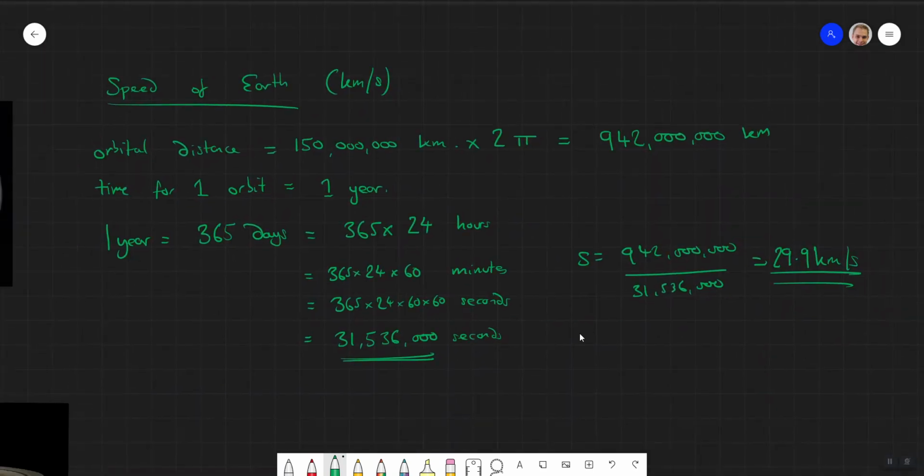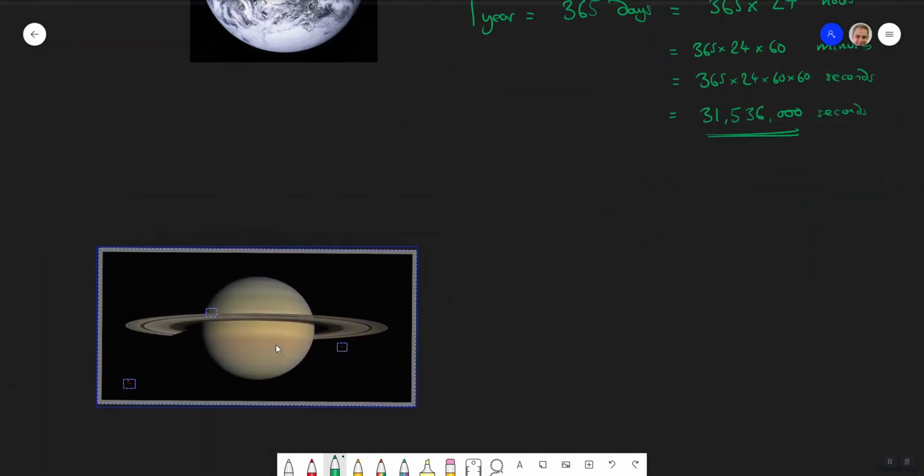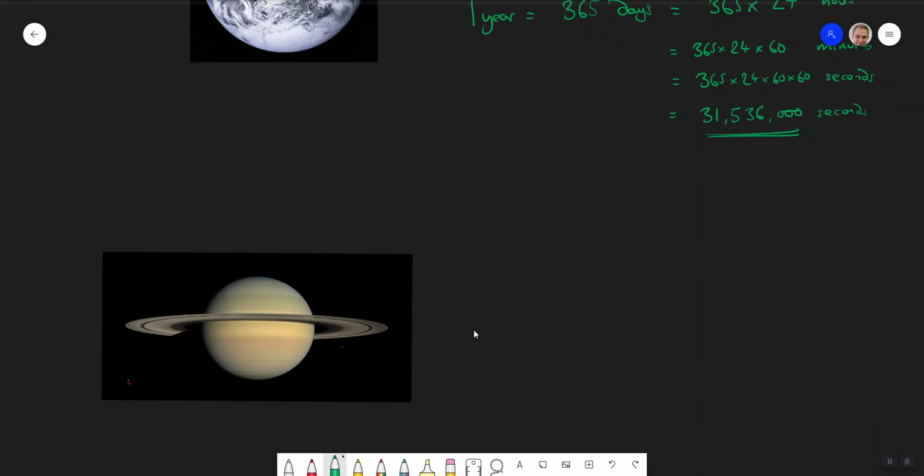So that's how you can do the speed of the Earth. Let's do a slightly different one. Let's deal with Saturn and its various moons. So let's think about I want to know the orbit time of Saturn. Okay, so they might ask you to rearrange things a little bit. Still dealing with horrible numbers, but you've got to say that.